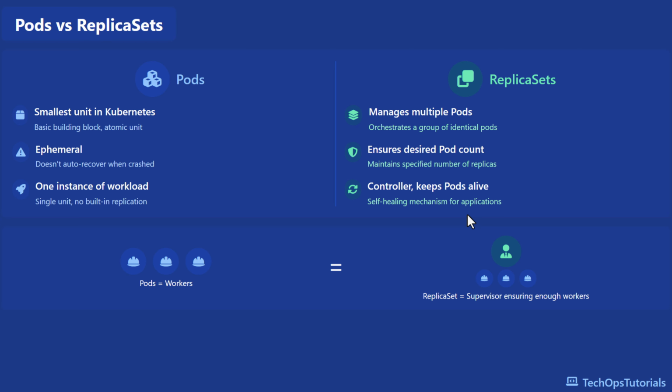Now, on the right side, we have a ReplicaSet. A ReplicaSet manages multiple pods. It acts like a supervisor that makes sure you always have the right number of pods running. It also has a self-healing feature, so if a pod goes down, the ReplicaSet will automatically spin up a new one to replace it. So in simple terms, if pods are the workers, the ReplicaSet is like the manager, making sure there are always enough workers on the job.